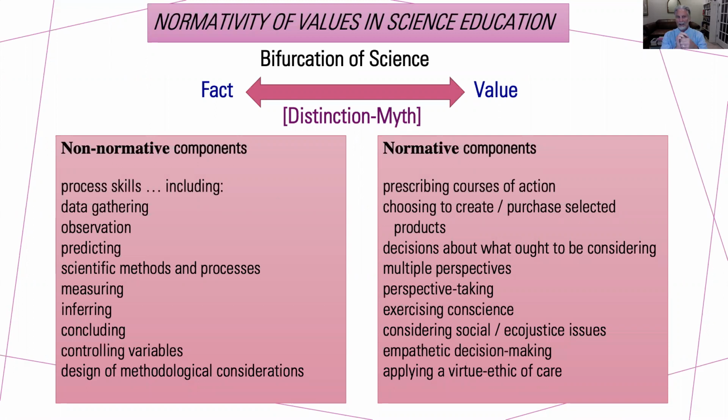And I think that there's been this bifurcation of science over time that we call the fact-value distinction or the fact-value myth. And these two distinct components, in my mind, are a myth. We tend to have, historically, in the quadrivium of the sciences, the hard sciences, these non-normative components. What is science? Well, what do we do? We gather data, we make observations, we make predictions, we do measurement, we conclude, control variables. You get the idea.